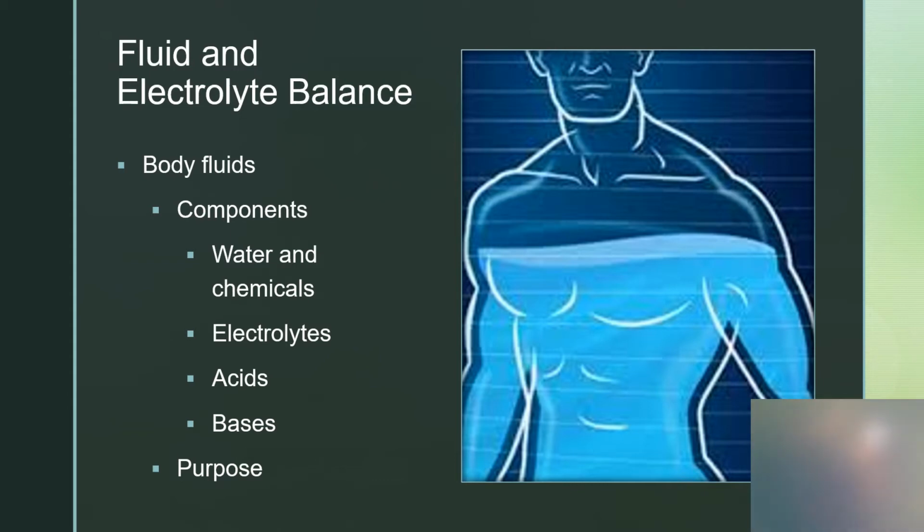Most of the body water is intracellular, which is found inside the cell. Extracellular fluid is found outside the cell, and it can be classified as intravascular, which is in the blood vessels, or interstitial, which is fluid that's located around the cells. The human body is comprised of 60% water, and this percentage is affected by age, gender, and body fat.